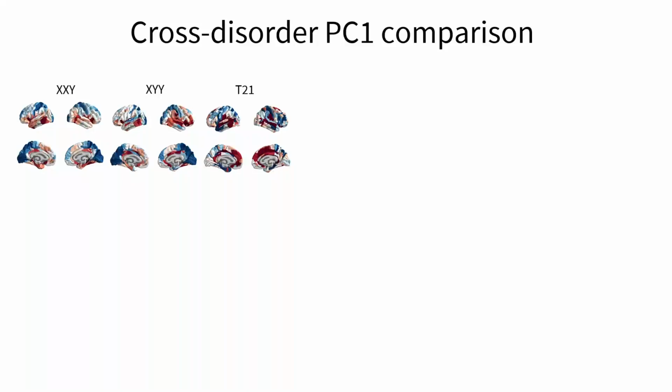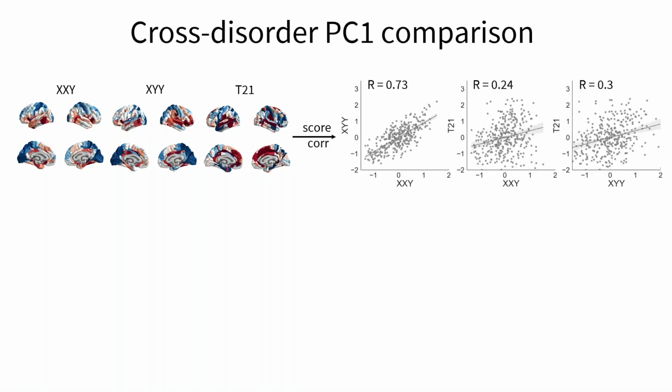The first of these are PC1 scores, which effectively reflect which regions are most similarly affected across all of the phenotypes that we're considering. And so we see, for example, for XXY, we have this anterior to posterior gradation. We can compare the PC1 scores across the aneuploidies, and we see that for XXY versus XYY, we get the highest correlation of 0.73, with considerably lower correlations between Down syndrome and the sex chromosome aneuploidies.